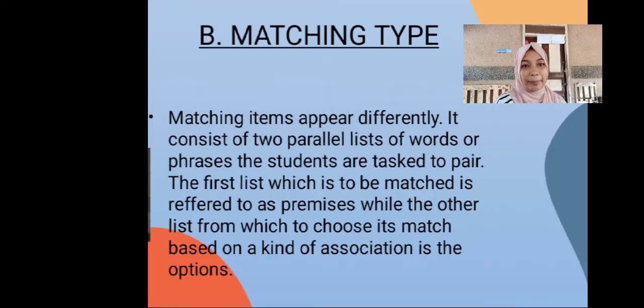And now let's talk about the matching type. So, matching items appear differently. It consists of two parallel lists of words or phrases. The students are tasked to pair. The first list, which is to be matched, is referred to as the premises, while the other list, from which to choose its match based on a kind of association, is the options.